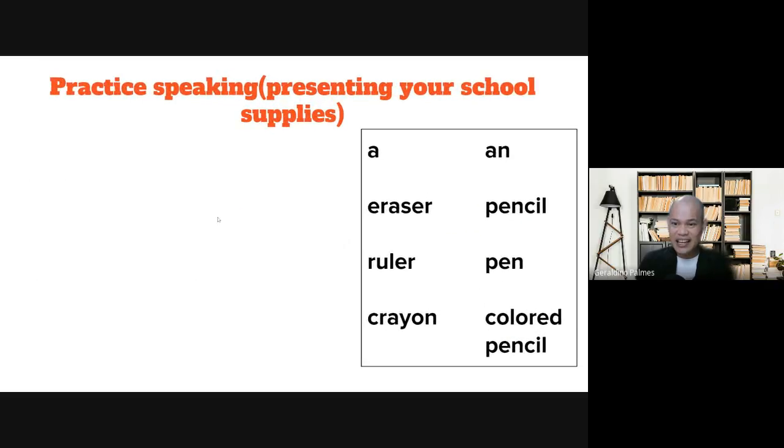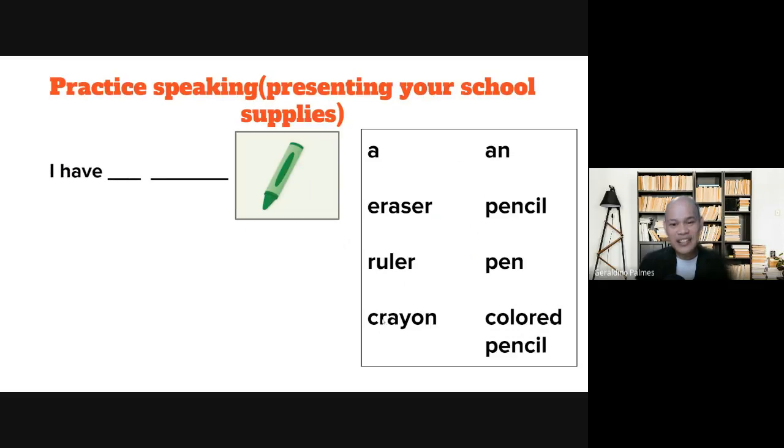Okay. Same thing. We've got the articles a and an. These are the objects: eraser, pencil, ruler, pen, crayon, colored pencil. First picture. Whoa, what is it? It's a crayon. Where is crayon? Right here. 1, 2, 3, 4. Number 4, crayon. So how do we say it? I have. What is it? Crayon. So you put it right here first. I have crayon. Now let's look at the first letter.